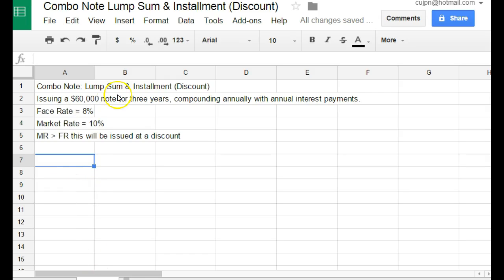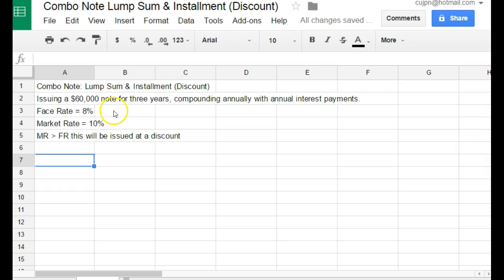So here's an example. We're issuing a $60,000 note for 3 years, compounding annually with annual interest payments. You remember the installment note had payments that were equal, kind of like an annuity, just like this one. The major difference is that on an installment note, you're paying principal and interest payments. On this note, you're paying interest only in those payments. So the bank and the company borrowing the money say we want to issue a $60,000 note, and the bank places it at a rate of 8%.